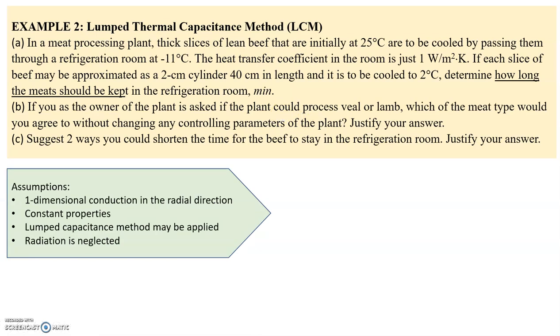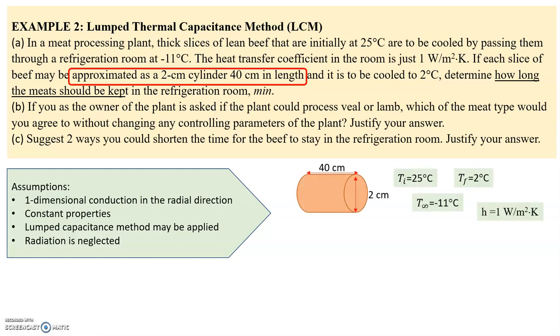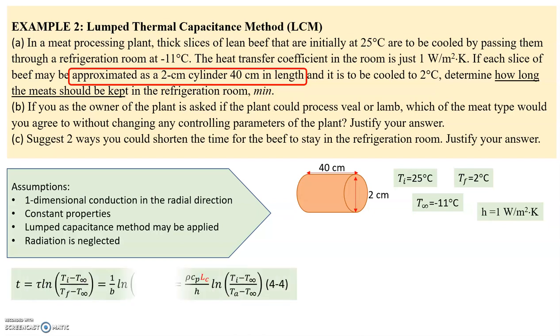The first thing is to have your assumptions or a sketch. In this case, we have one-dimensional conduction in the radial direction, constant properties, lump capacitance method may be applied, radiation is neglected. And the sketch, remember the beef can be approximated as a 2 cm cylinder. 2 cm cylinder means diameter is 2 cm, not the radius, with a length of 40 cm.